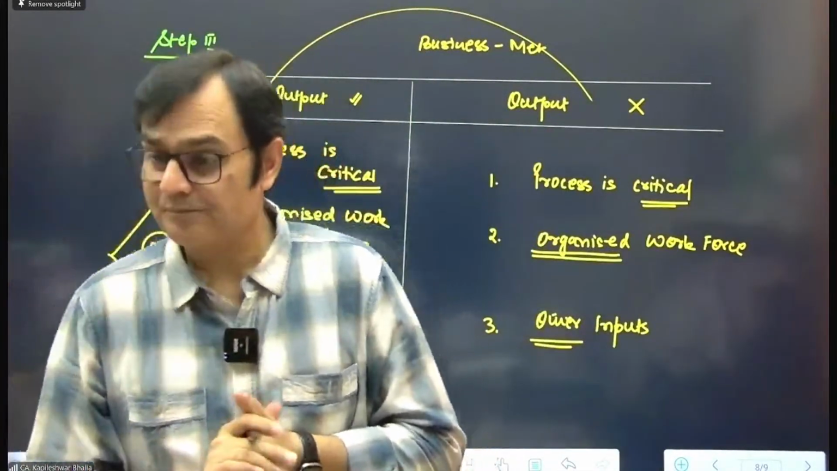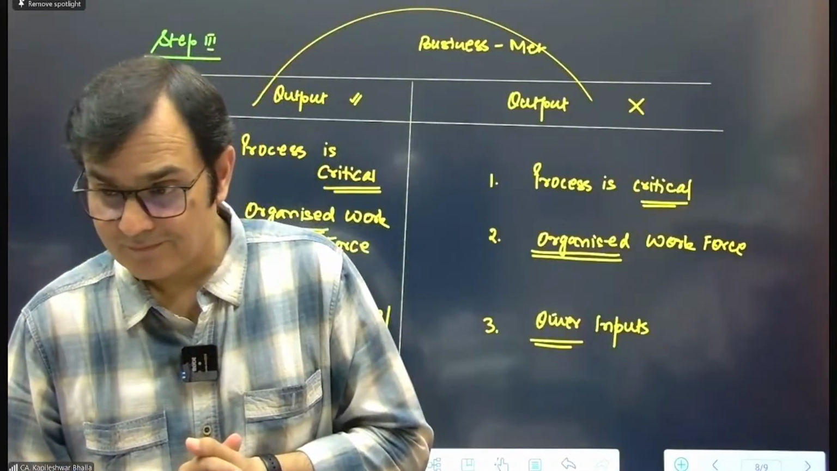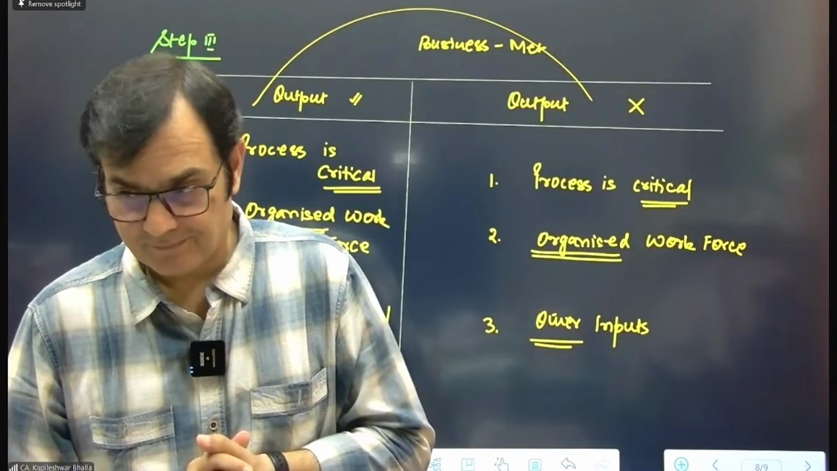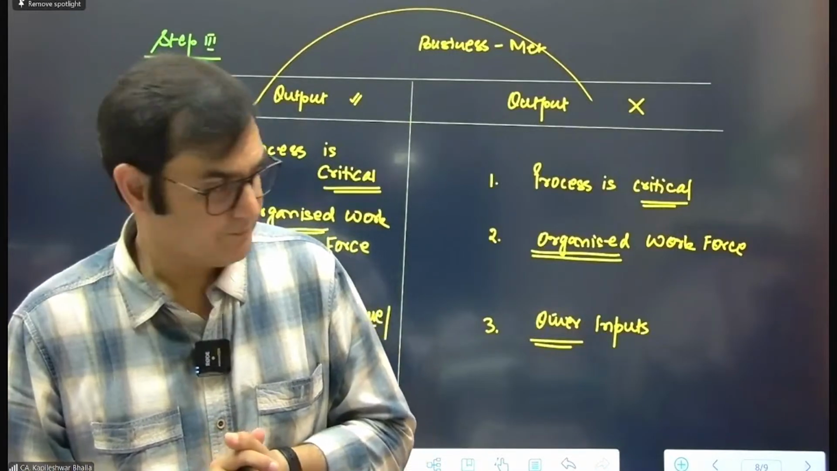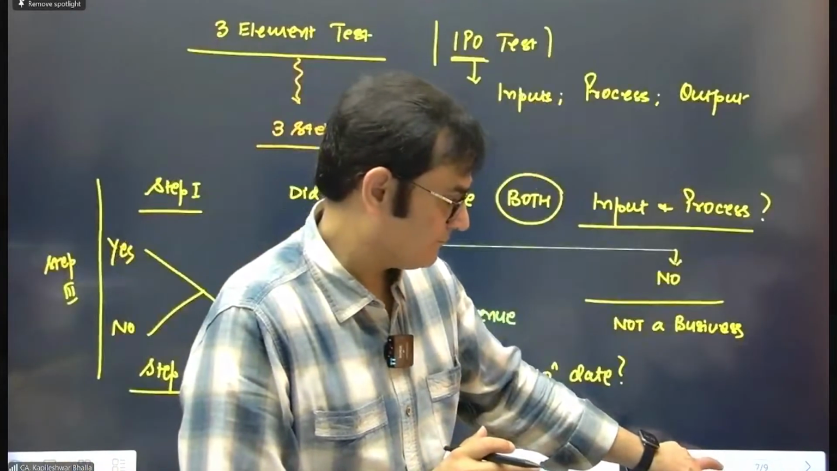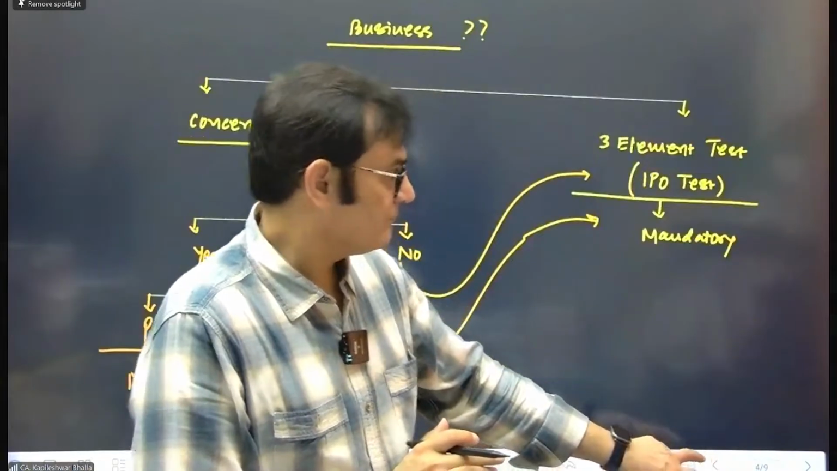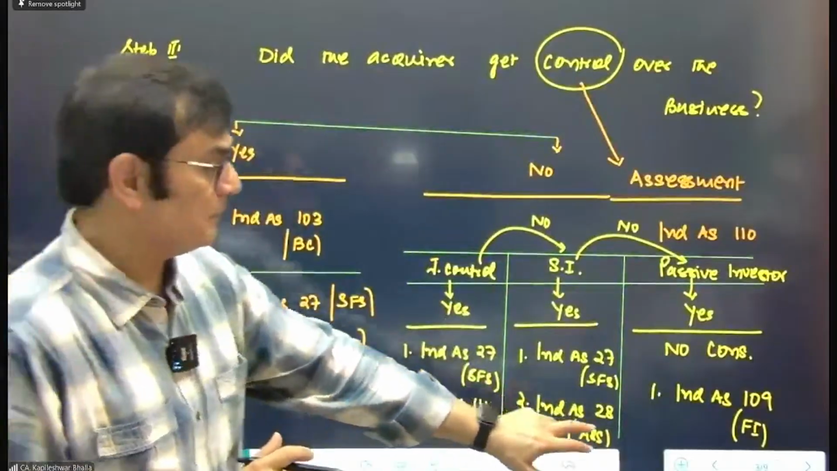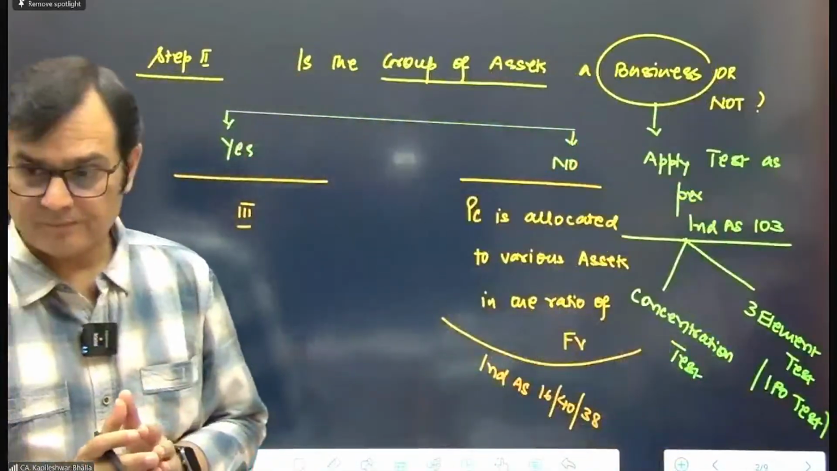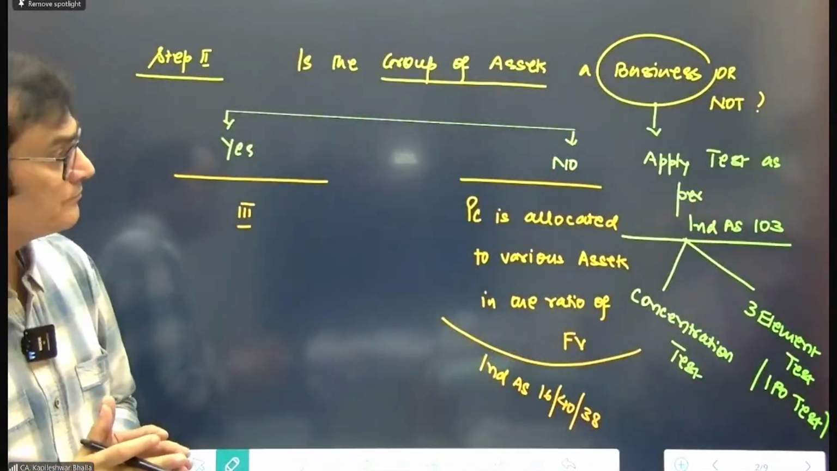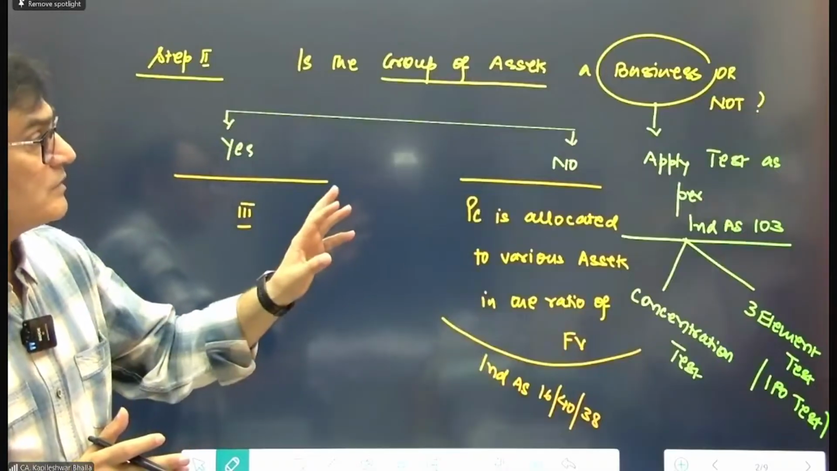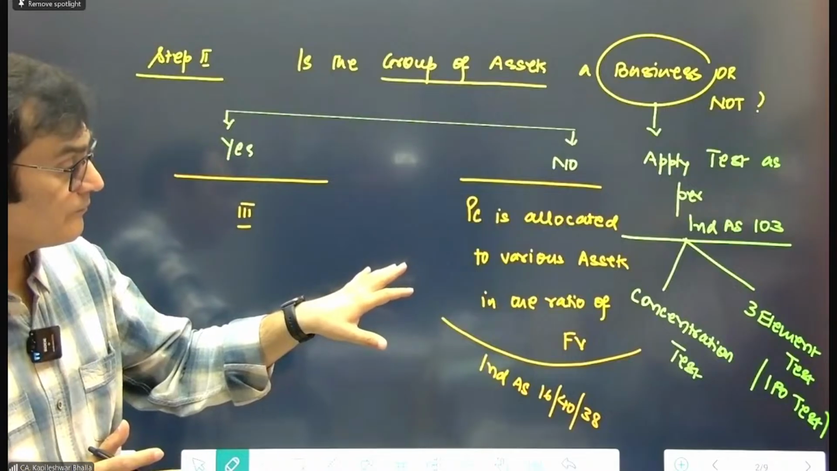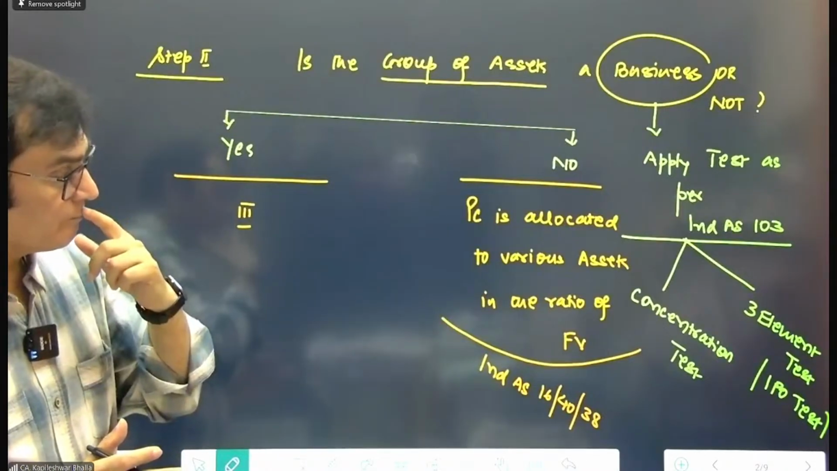Yes, Saminath, you have raised your hand, please go ahead. Yes, sir. On the initial, the second step is whether the group of assets is a business or not. When the answer is no, then we will do the concentration test and the 3 element test. You're talking about the main step which I gave you, step number two? Yeah, the main step, I'm talking about this. So you said that if it is not a business, then this 3 step, the concentration and the 3 element test, is coming.